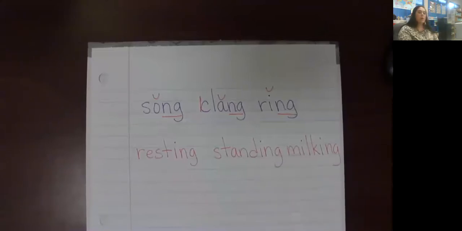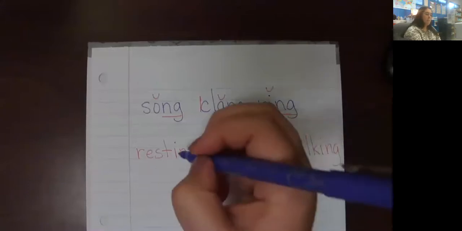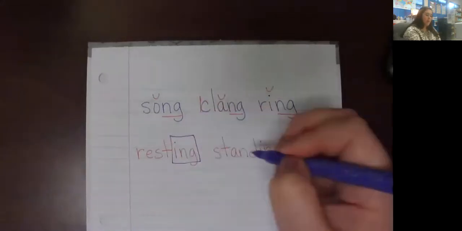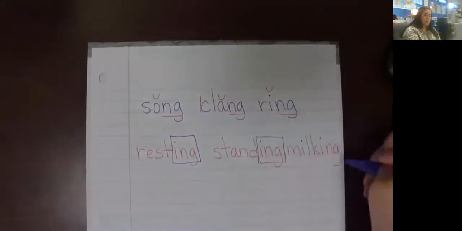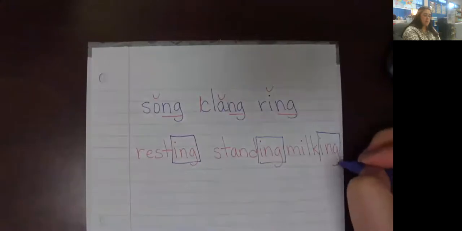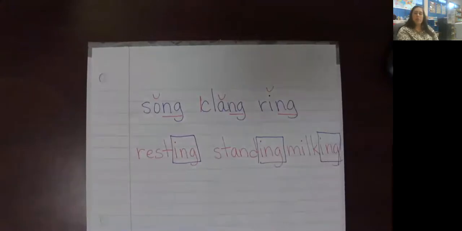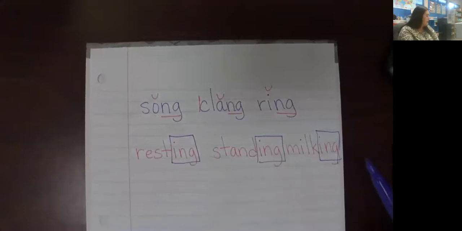And the way that we code suffixes is we box them in just like suffix s. So anytime you see suffix ing, you're going to box it in. That tells us it is a suffix. And this suffix makes the ing sound, okay? So now we can finish coding the word, okay?